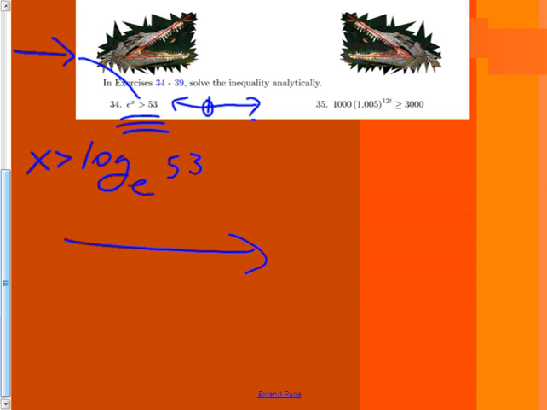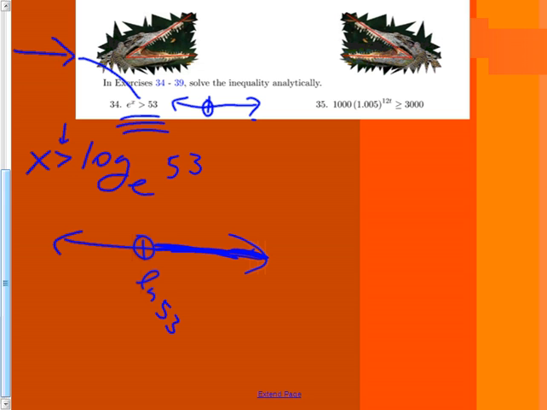There we go. So now if it's a number line, and I don't know exactly what that number is because I haven't happened to memorize ln of 53, it's some number, but it's here, whatever it is. Would that number itself work? No, so I leave it empty. Would things that are bigger than that work? Yes, because it says greater than. There's my answer.